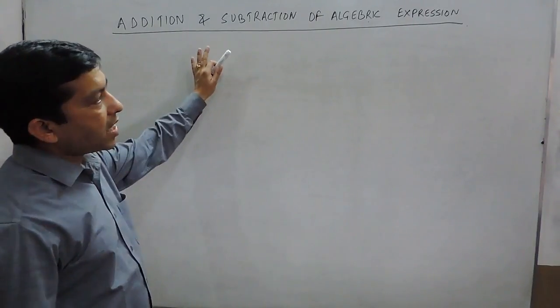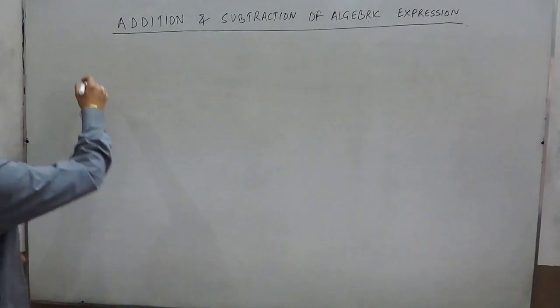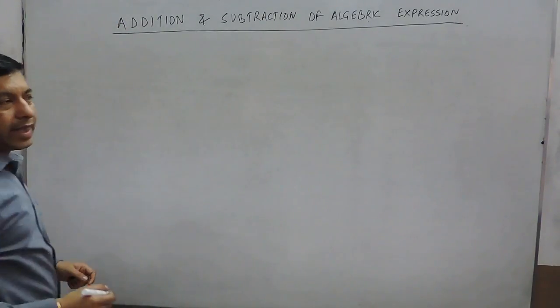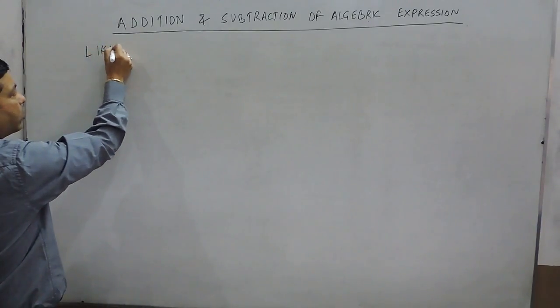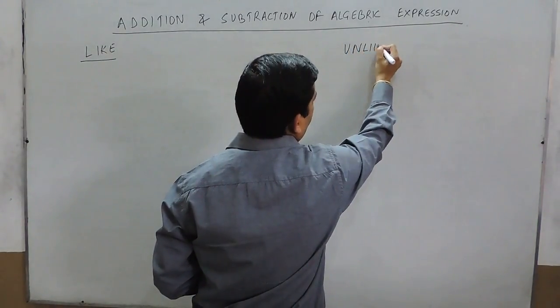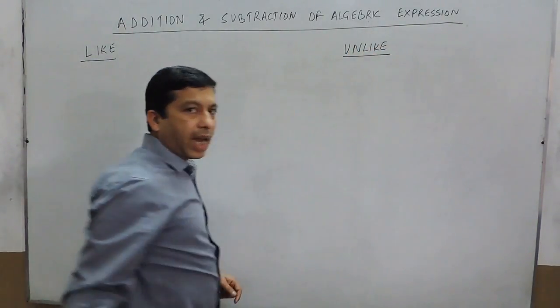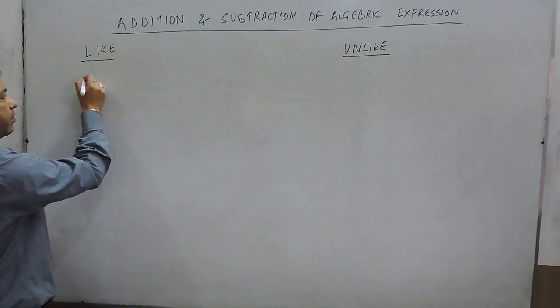Hello everyone. As we already discussed the algebraic expressions and the terms we use, here we are talking about the addition and subtraction of algebraic expressions. As we already know, there are two types of terms: one is like terms and the other is unlike terms. And we already know that like terms are those where the literal coefficient is the same.